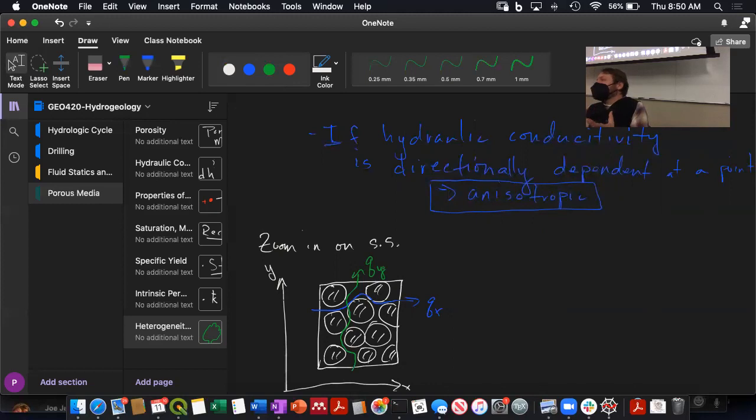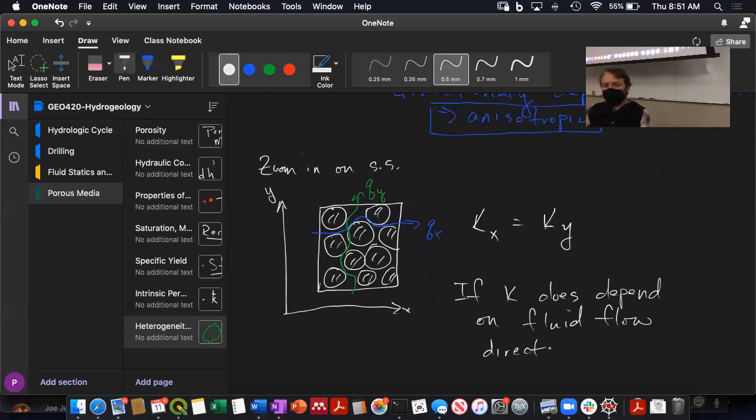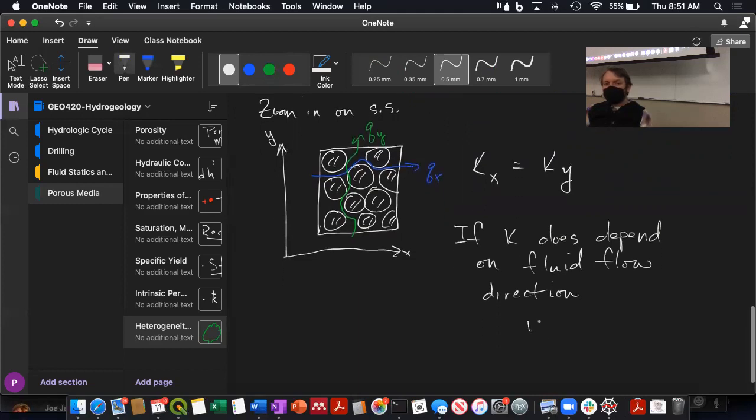But the definition of a sphere is that it's symmetric in all directions, right? So there's no reason for us to expect that the hydraulic conductivity is different between Kx and Ky. So here we expect the hydraulic conductivity Kx in the x direction is the same as the hydraulic conductivity in the y direction. So if my hydraulic conductivity does not depend on fluid flow direction, or it's not directionally dependent, then I call this isotropic.